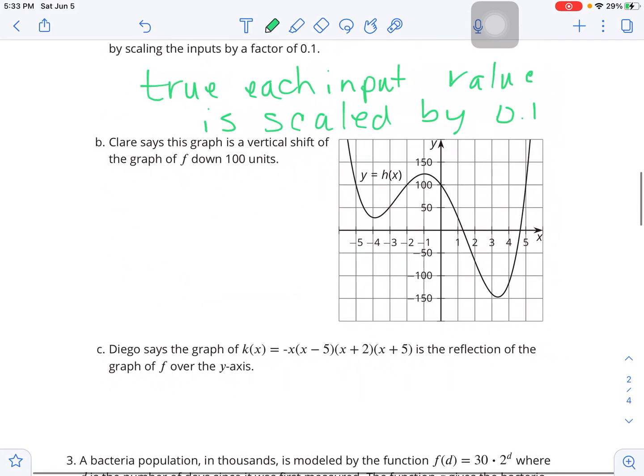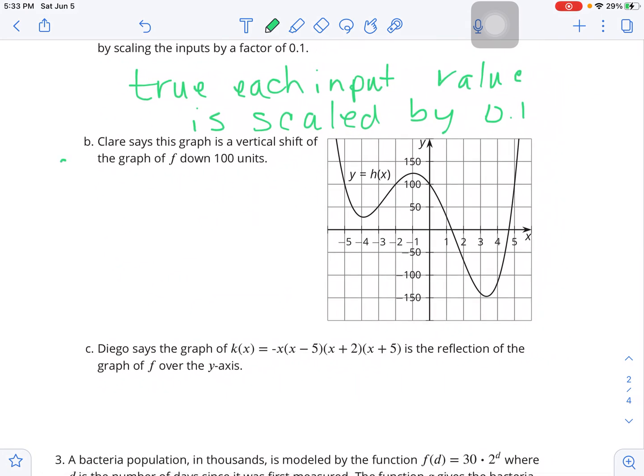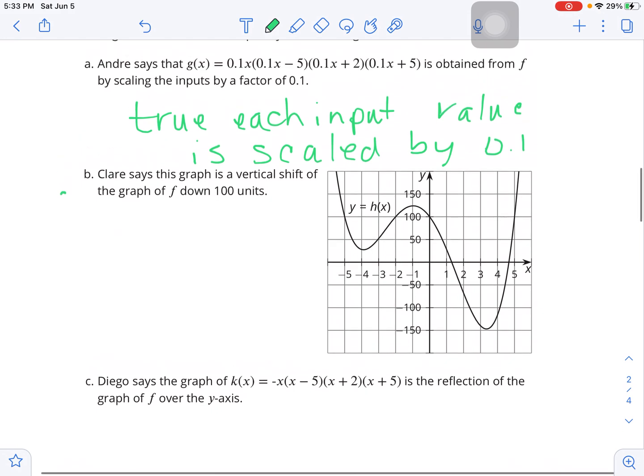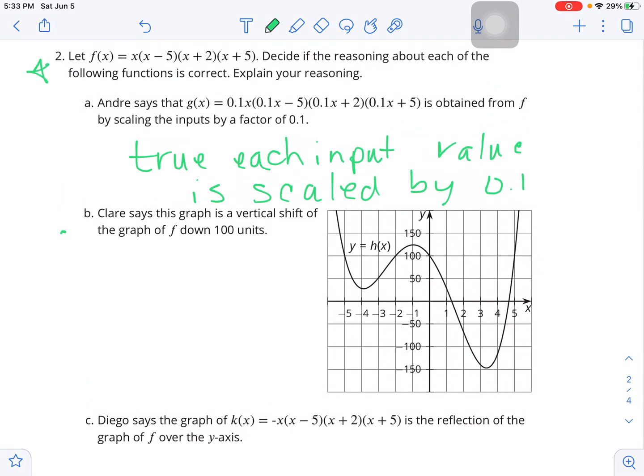Claire says this graph is a vertical shift of the graph of f down 100 units. So we're looking at this original function again. So when we're talking up and down, let's look at our y-intercepts here. So h of x here intercepts at 0, 100. If we put 0 into the original function, that's going to go through at 0, 0. So it is not a shift down. It could possibly be a shift up, but this is false.